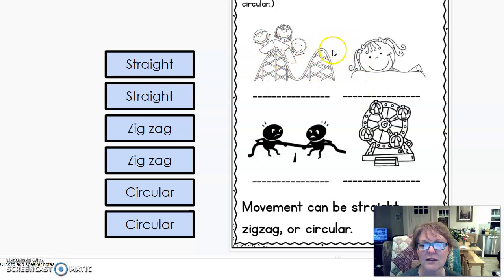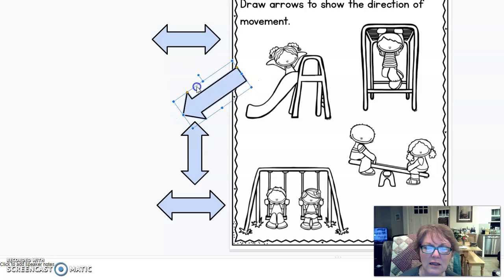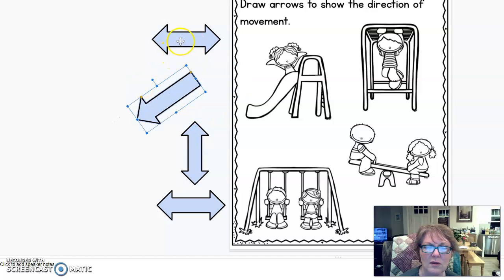Oh, look at that. And then it looks like, what is this girl doing? It looks like she's just laying on her bed, or swimming or something. So pick which one you think that is. Next one: draw the arrows to show the direction of the movement. Which one is it? Which one goes down? Put it where you think it is. Which one goes this way, that way, and that way.